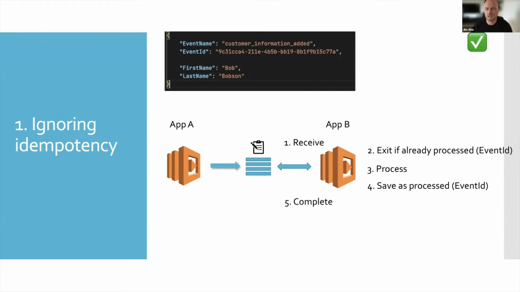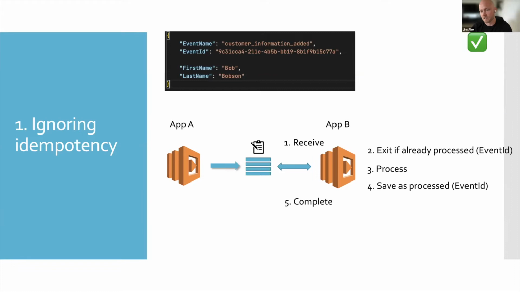In this case, the message receiver application B still has step 1, receive, but then step 2 is to check in an internal database: have I processed this event ID before or not? If it has processed it, you can just go to step 5 and complete it, because we are already done. But if you haven't processed it, then you can continue to step 3, do whatever you want, and then step 4, persist it in an internal database for application B. So we know that we have processed it.